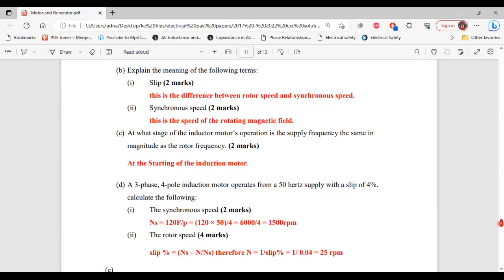For part C, it says at what stage of the inductor motor's operation is the supply frequency the same in magnitude as the rotor frequency? All right, so that's at the starting of the inductor motor. All right, so that's it for part C.